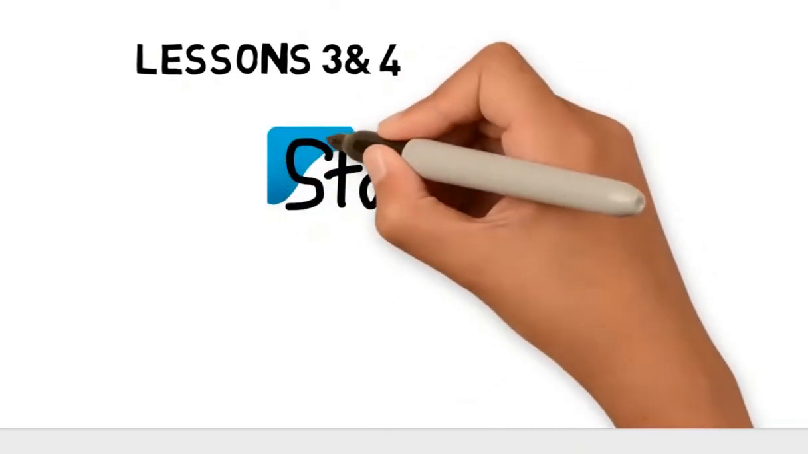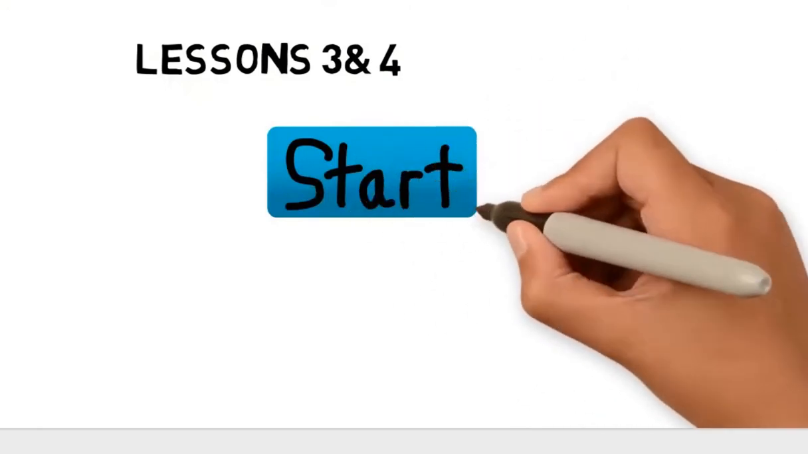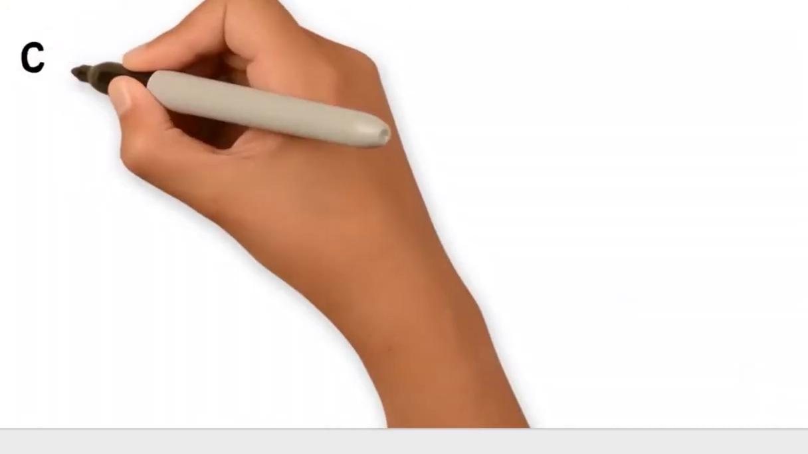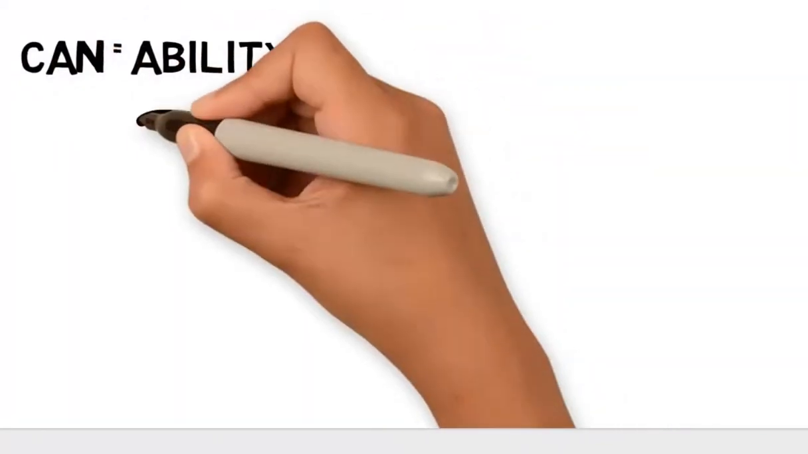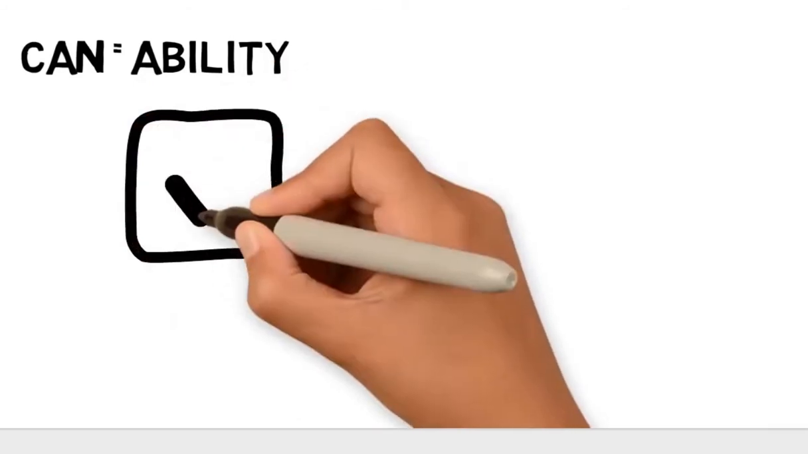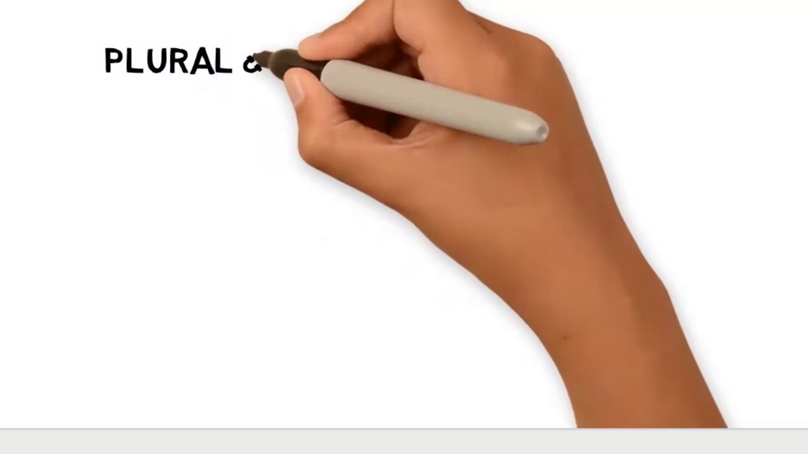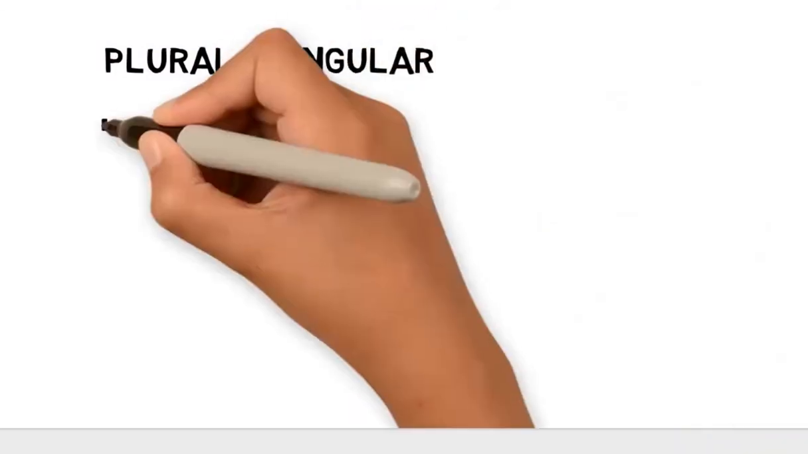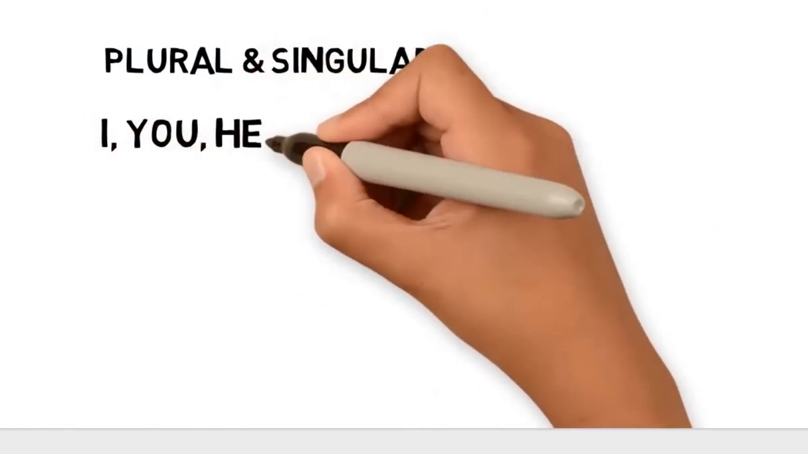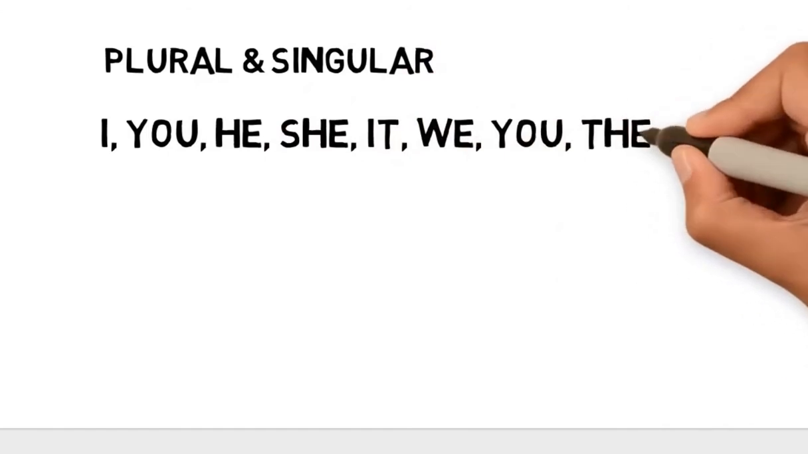Let's start with the modal verb can. Can is used to express ability. That means something you are able to do. Can is used in the same form with all the subjects, either singular or plural. That is, either one person or many people.